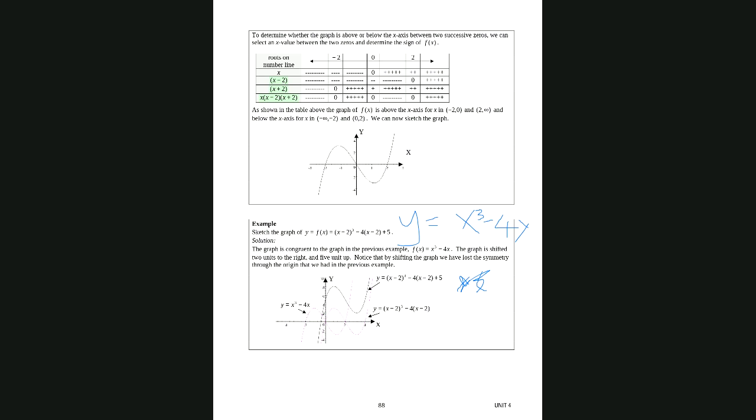Have you seen that? So this is just like a graph that is going to move to the right by 2 units and move up by 5 units. Can you see that? So we can always do a translation. If you know one graph, you can translate and get another graph.